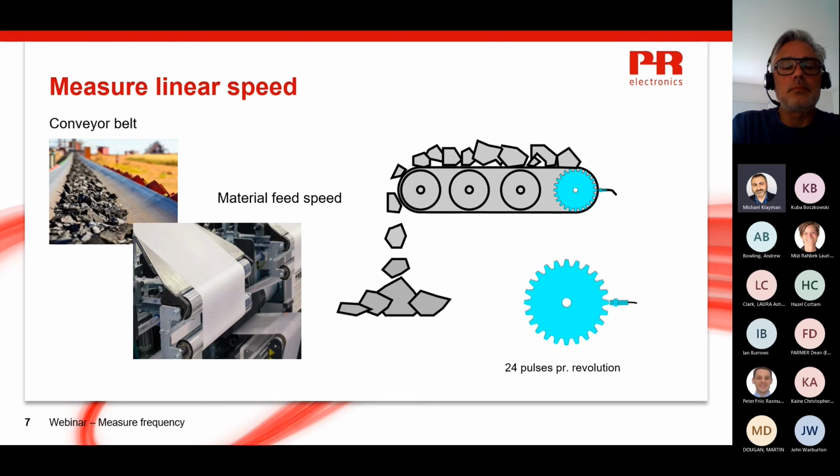If we know how far the conveyor travels for each rotation, and now we can measure how long it takes for each rotation to occur, we can easily calculate the speed of the conveyor. Now we can make decisions about if we need to increase or decrease the speed and use that information to control the motor driving the conveyor.